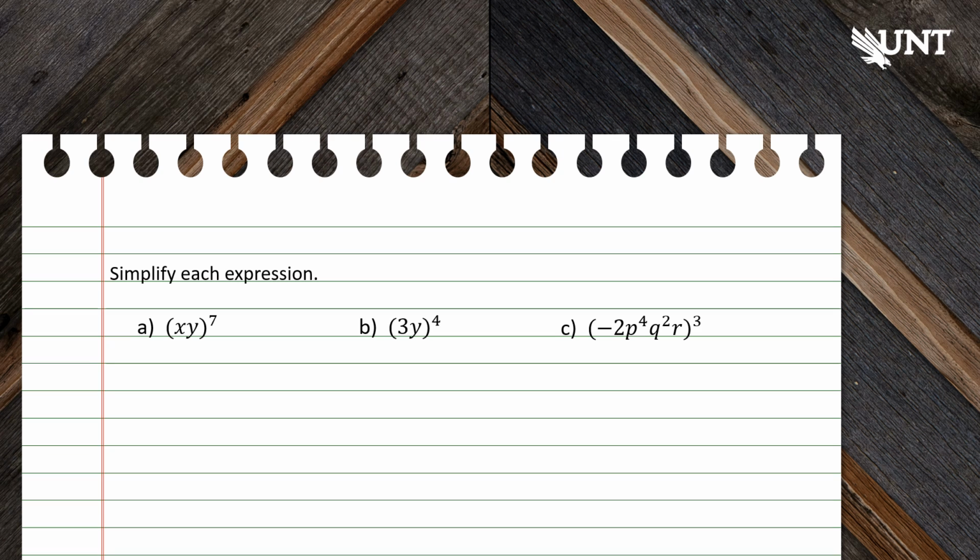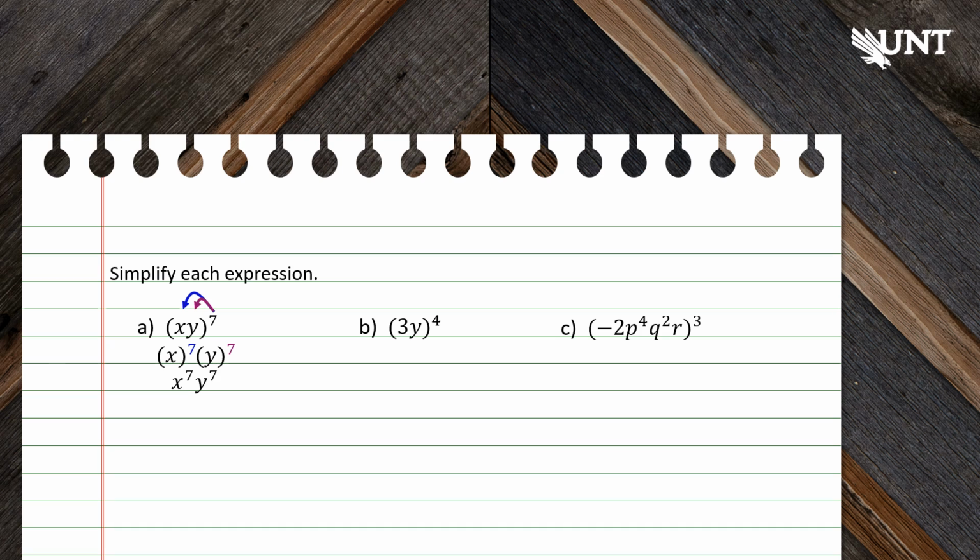Simplify each expression. For example A, we have (xy) raised to the 7th power. In this case, we recognize the exponent is 7 and the base is x and y. Since we have two factors inside the parentheses, we must distribute the outer exponent to each factor. When we do that, that will become x to the power of 7, and then we distribute again, which makes it y to the power of 7. Then, if possible, we simplify. In this case, x to the 7th, y to the 7th cannot be simplified, and that is our answer.